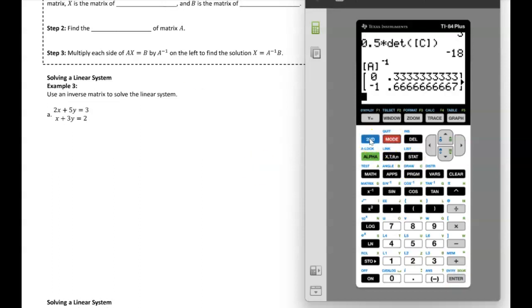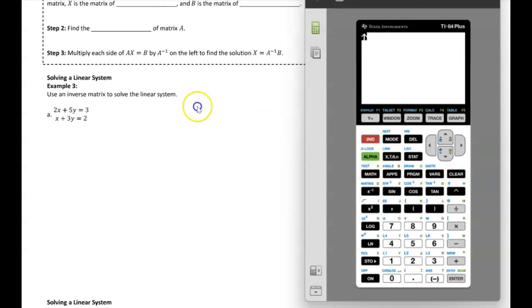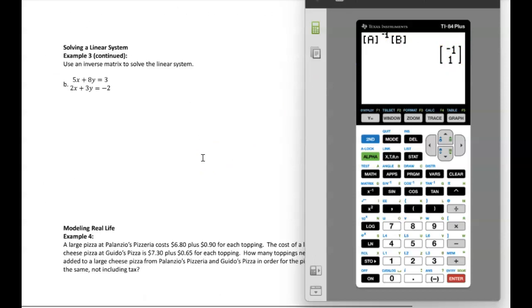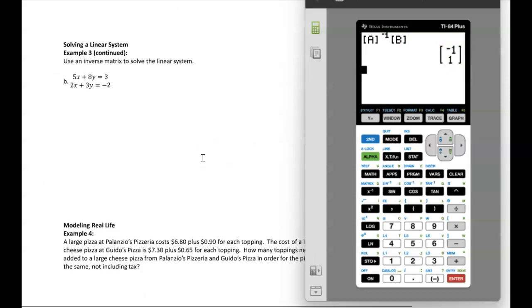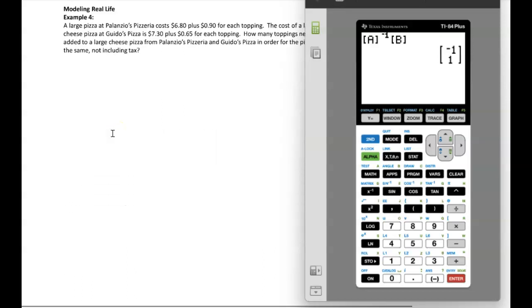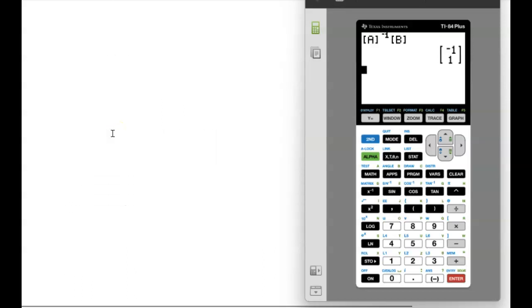And so remember how we do that is we take the inverse of matrix A times matrix B, and the order does matter. So we do matrix A, and then inverse, that's that negative 1 button right there. And then you can put times, or you can just go straight to matrix B. And so it just solved a system. So the x is negative 1, the y is 1. So this is a great way to do this if you were doing something like this on the ACT. If you could remember how to do this quickly, then that would really save you time on the ACT in terms of just being able to get the right answers quickly.